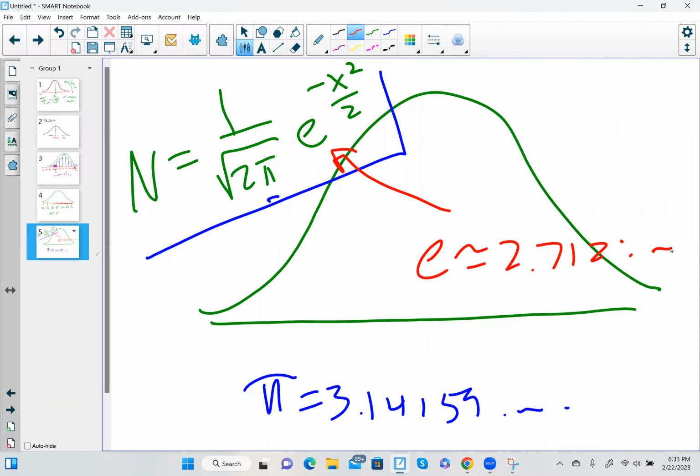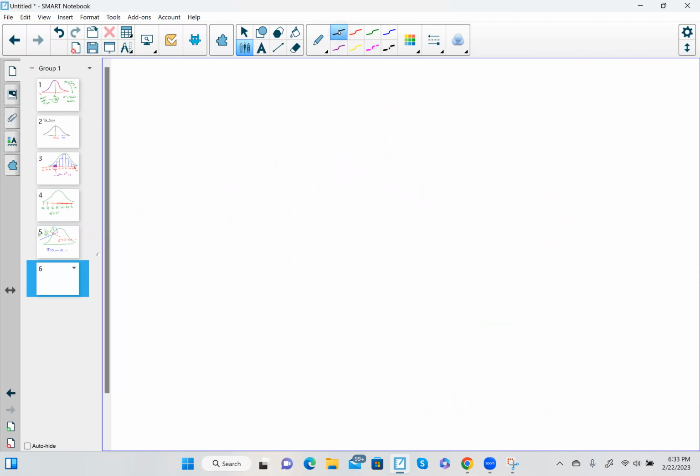So it's pretty amazing that this equation, which has pi in it, which is this crazy irrational number, and E, which also is another irrational number that shows up in many places, for some reason does a good job describing natural phenomena in the real world. Okay, so having said all that, what are we going to concern ourselves with?